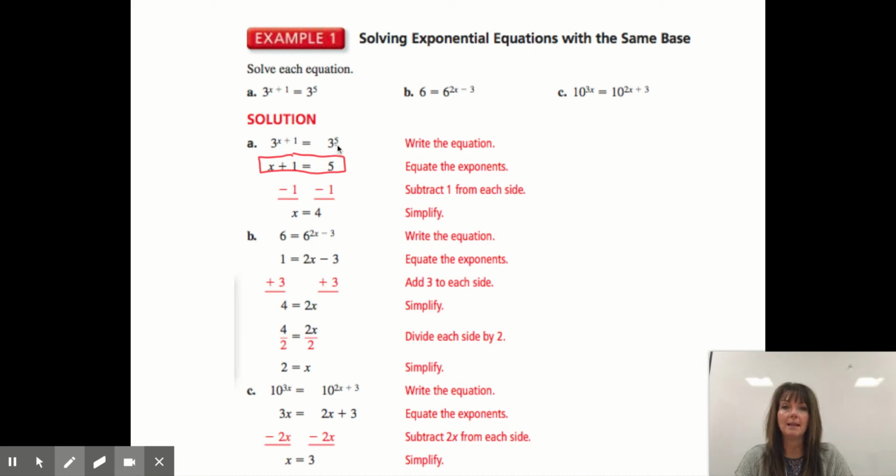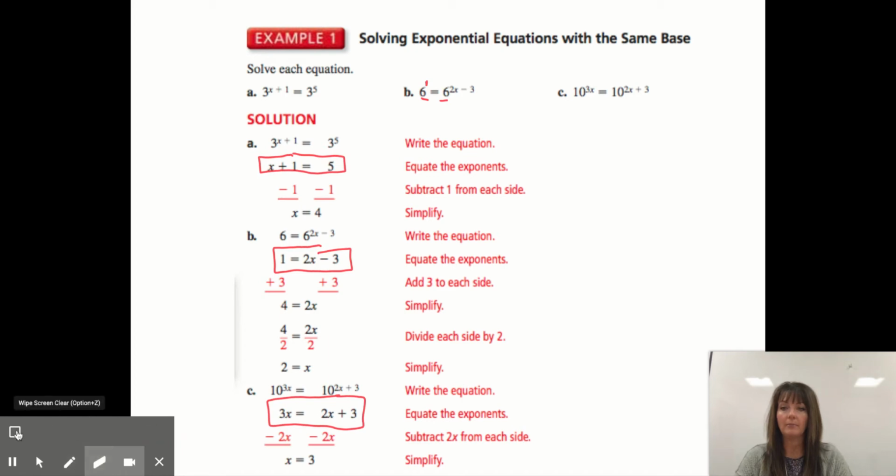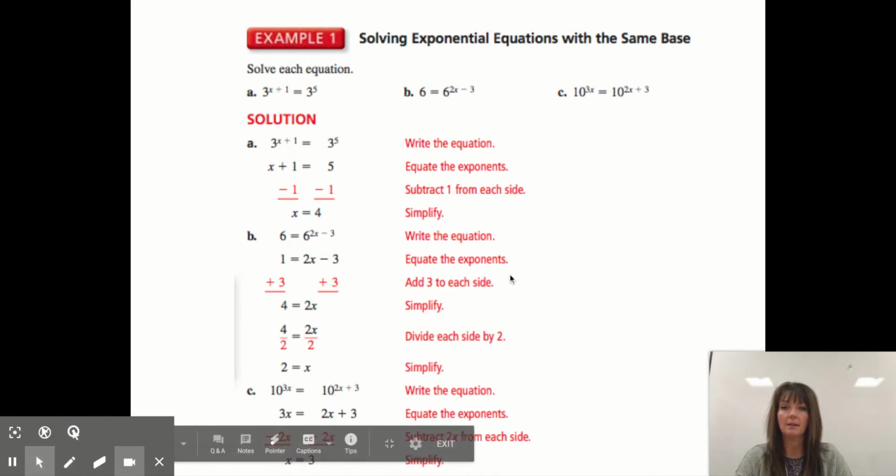Notice that the base is the same right here, 6 and 6, and so the exponent here is obviously assumed to be 1, so 2x minus 3 is equal to 1. We're solving that right here to get x equals 2. And then here the base is 10, and so 3x is equal to 2x plus 3, and we have that equation right here. So we will be doing the exact same thing. So let's give that a try.